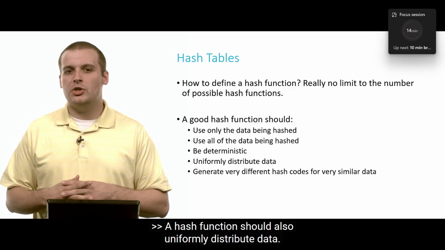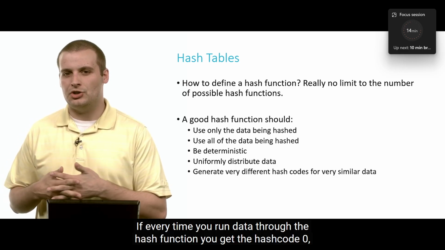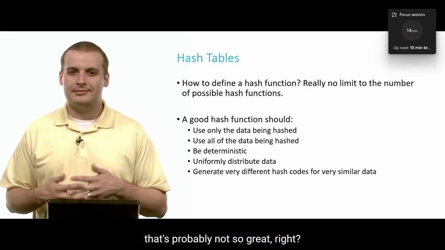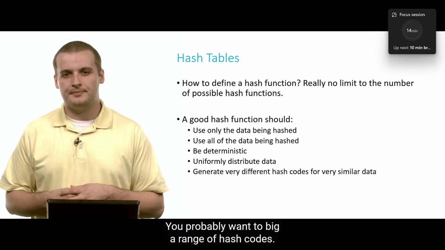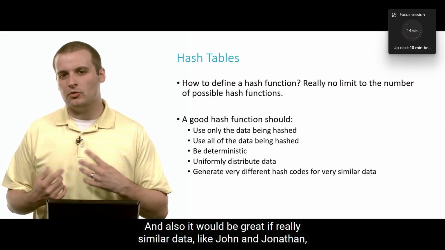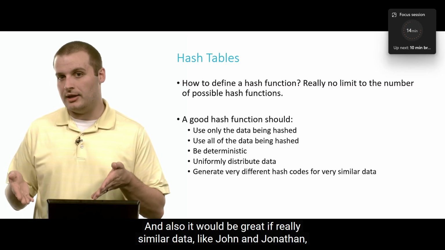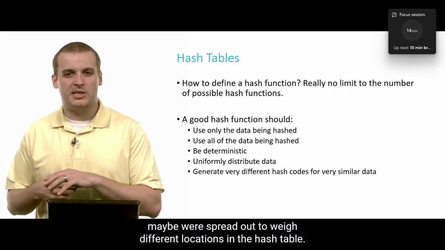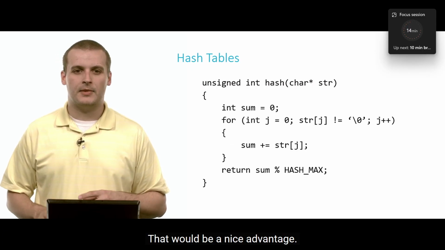A hash function should also uniformly distribute data. If every time you run data through the hash function you get the hash code 0, that's probably not so great, right? You probably want a big range of hash codes so things can be spread out throughout the table. And also it would be great if really similar data like John and Jonathan maybe were spread out to way different locations in the hash table. That would be a nice advantage.